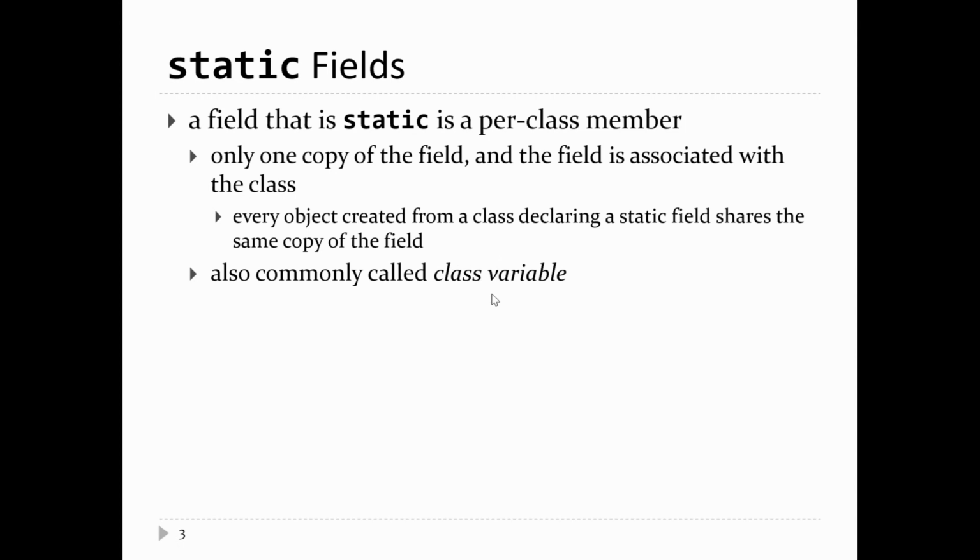You'll often see the term class variable for static fields, to emphasize the fact that the variable belongs to the class. If it's non-static, then it's often called an instance variable, to indicate that the variable belongs to an individual object.